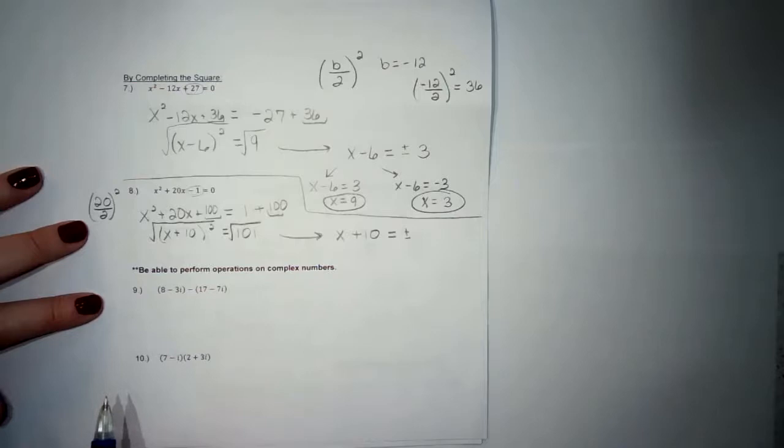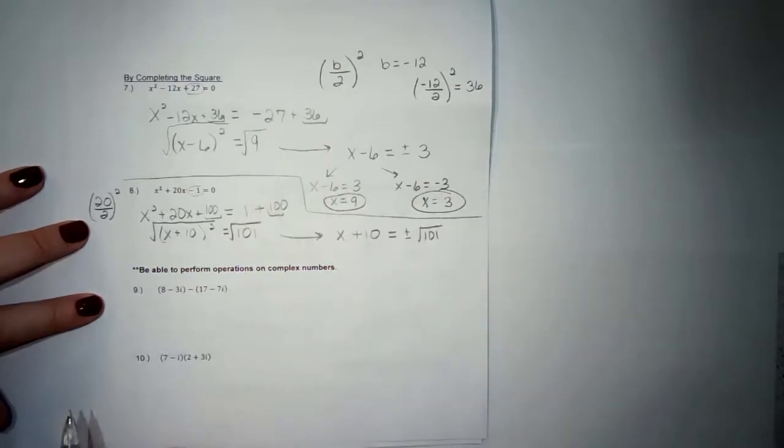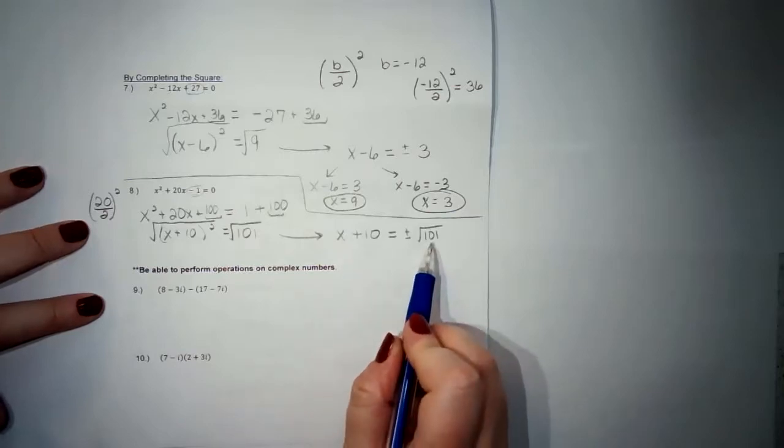Can I do anything with that? I can't. There's really nothing. You can try to break it down. It's prime. There's nothing you can do, so he's there. Okay, now, I'm not solved. I still have to subtract this 10.